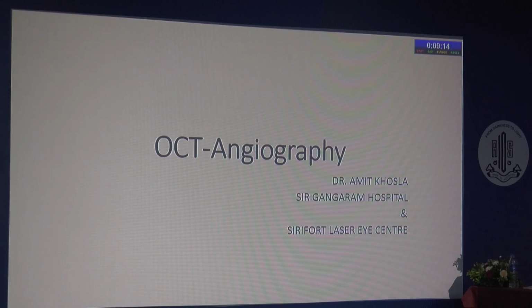Number 2, if you have any patient of cataract and you feel that the cataract is not commensurate with the vision loss, get an OCT done, that is an indication. Number 3, all of you are doing premium lenses.